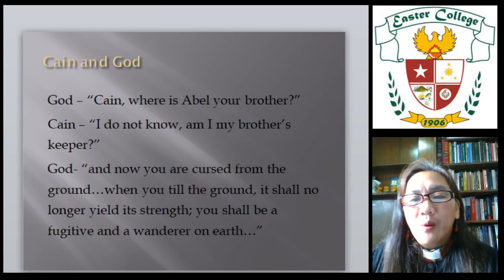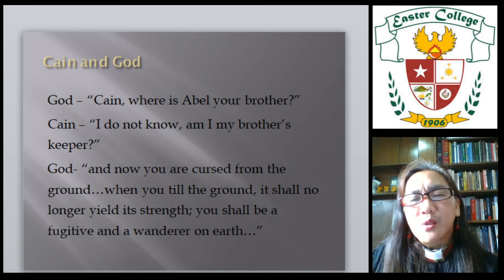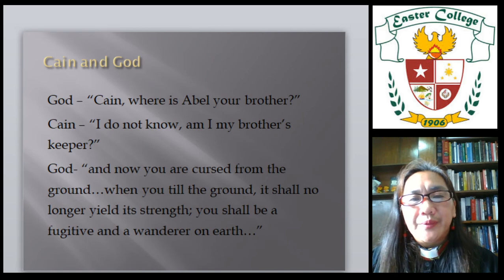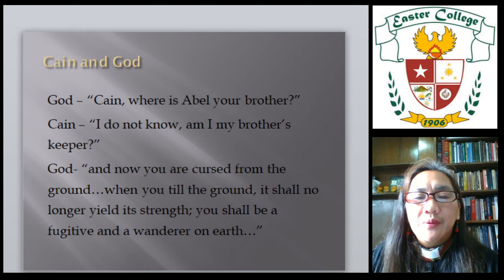So, God said, and now you are cursed from the ground. When you till the ground, it shall no longer yield its strength. You shall be a fugitive and a wanderer on earth. So, dito lang, yung kay the first man kanina, kay Adam, hindi naman siya yung diretsong na-curse. It's the ground. Here again, naulit yon. And now you are cursed from the ground.